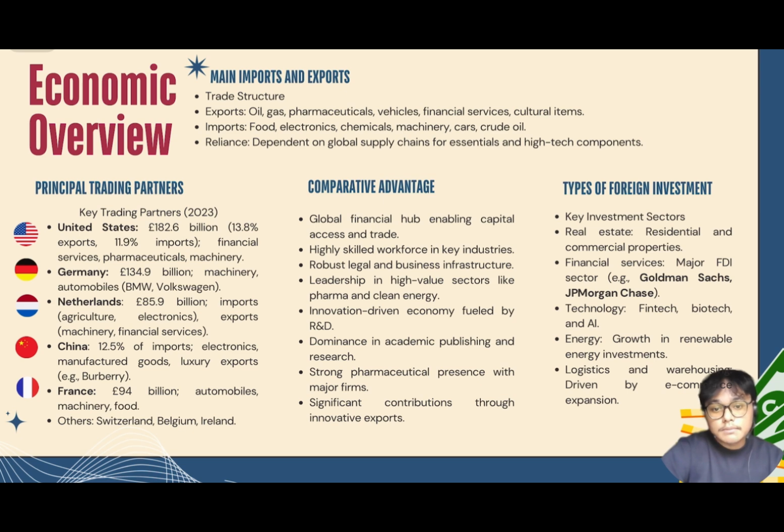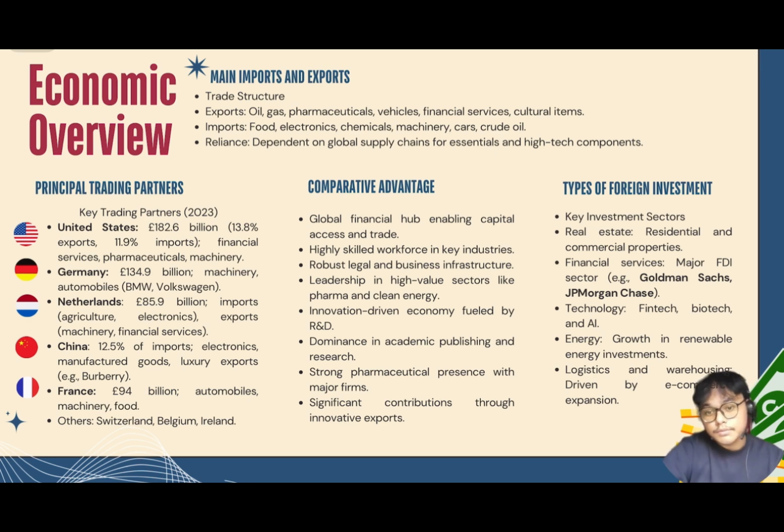The first one is main imports and exports. The UK's trade structure plays a key role in the GBP's value. Major exports like oil, gas, pharmaceuticals, and financial services remained strong during the pandemic, while imports of food, electronics, and machinery showed its reliance on global supply chains. So disruptions during the pandemic caused trade fluctuations impacting the GBP.